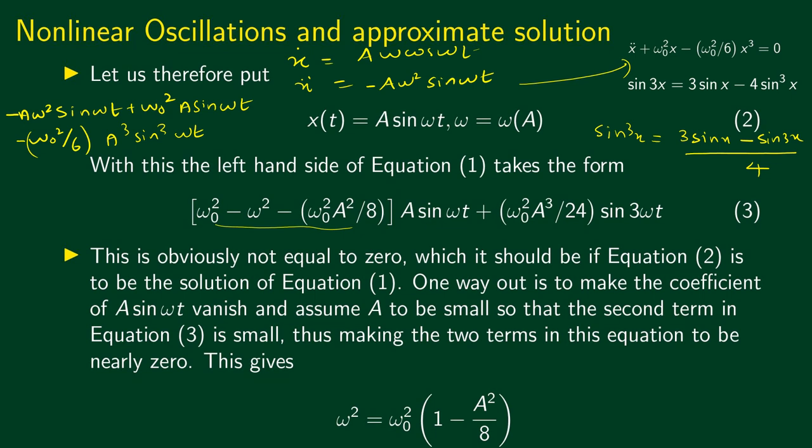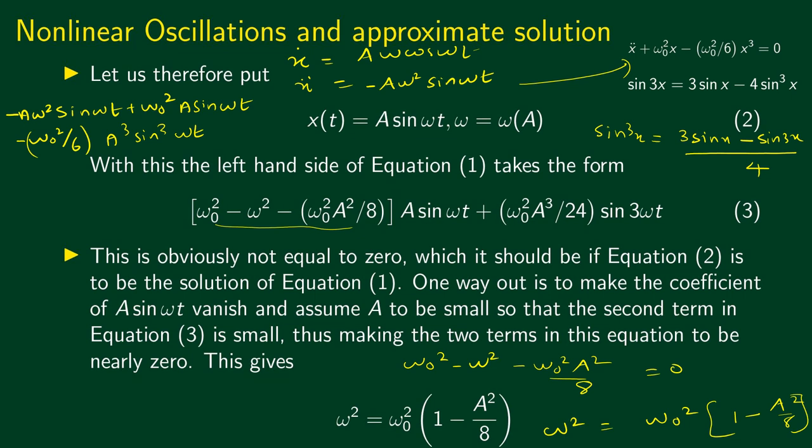When you make that and put this, omega squared minus omega 0 squared a squared divided by 8 equal to 0. So from here you see that omega squared is equal to omega 0 squared, taking omega 0 squared common, times 1 minus a squared divided by 8.